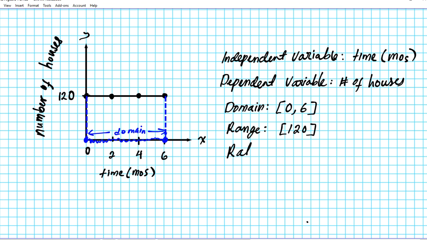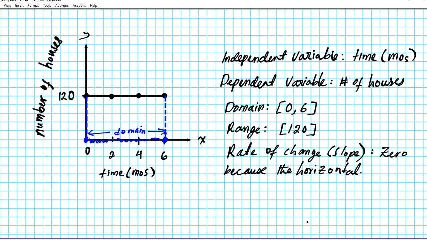All right, how about the rate of change or slope? The rate of change or slope of this line, we have a horizontal line here. If you go back to Mr. Slope Guy, a horizontal line has a slope of 0. Why? Because the line is horizontal. You don't have any rise, you just keep running. So that results in a 0 slope.